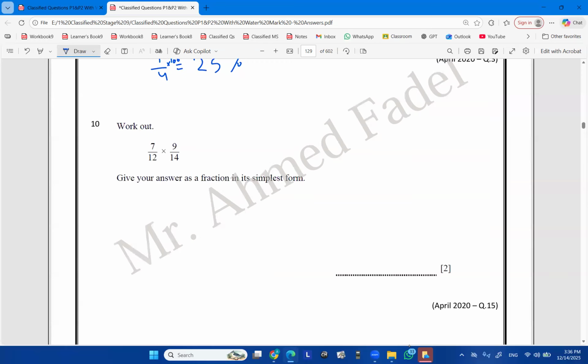Next, 7 over 12 multiplied by 9 over 14. Give your answer as a fraction in simplest form. Can I cross cancel? Definitely. It's multiplication. Dividing by 7 is 1. Dividing by 7 is 2. Dividing by 3 is 3. Dividing by 3 is 4. Can I simplify anymore? No. Can I simplify the 4 with the 2? No, excuse me. We cannot simplify the denominators with each other, and we cannot simplify the numerators with each other. So it is just 3 over 8.